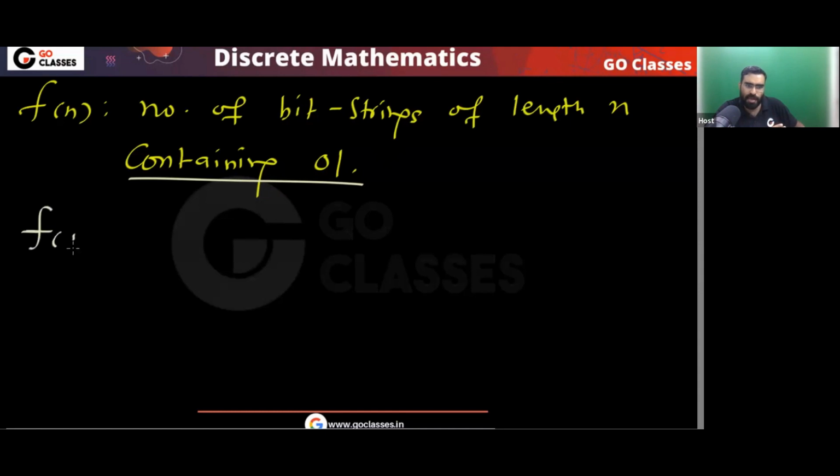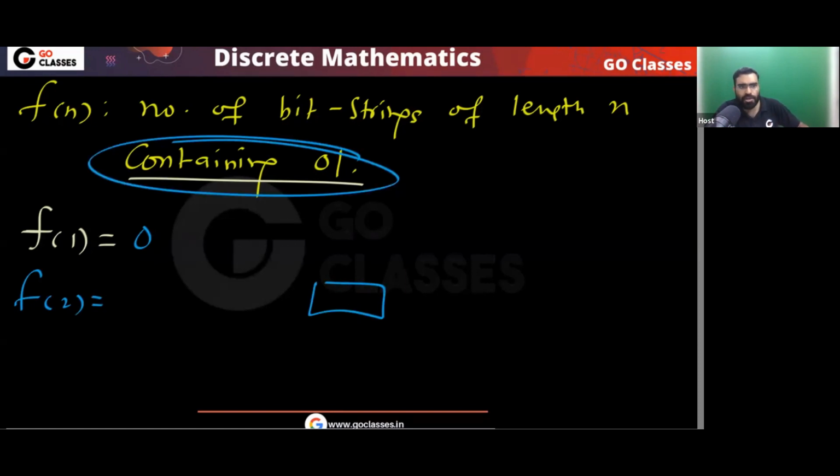First you tell me what will be F1. Can you contain 0, 1 if you have only one length? You cannot contain 0, 1. If you have two length, then containing 0, 1, how many can you create? Containing 0, 1, only one you can create.